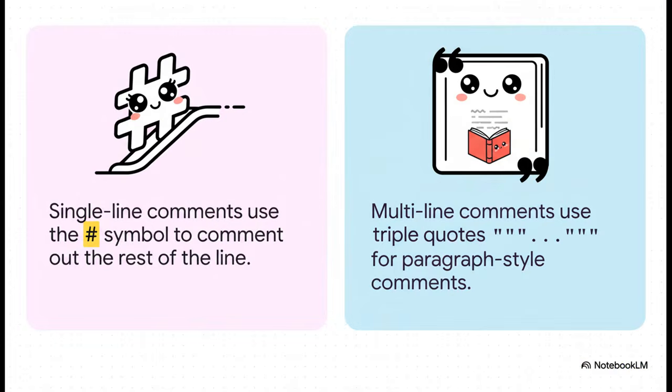Now I know what you're thinking. Comments? That's super basic, right? But trust me, don't sleep on this. The test will absolutely check if you know the difference. The hash symbol, that's for a single line. Triple quotes are for your multi-line, block-style comments. They'll show you some code and ask what a certain part does. Knowing this is a super easy point to grab.